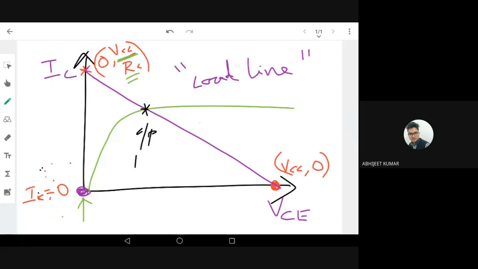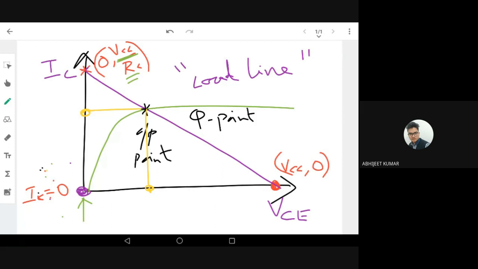Operating point is nothing but the Q point, which tells me what the IC and VCE of the operation are, or the operating characteristics of the transistor. This is the Q point. Now if I change the base current or something, I get a new Q point.